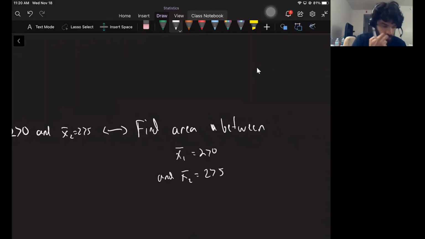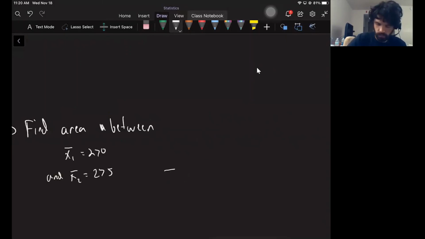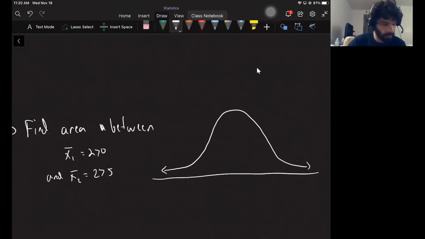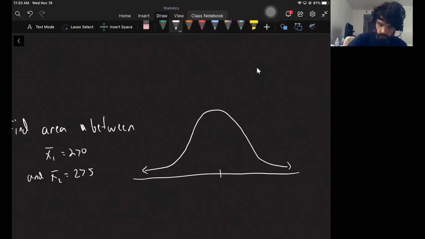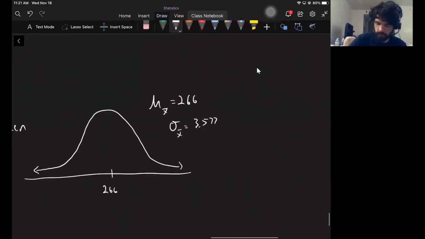But on this other distribution, where the mean is still 266, because that's the same as the population mean, but the standard deviation is this other thing that we already calculated, 3.577, which I remember came from 16 over the square root of 20, is it? Yeah, the sample size is 20.